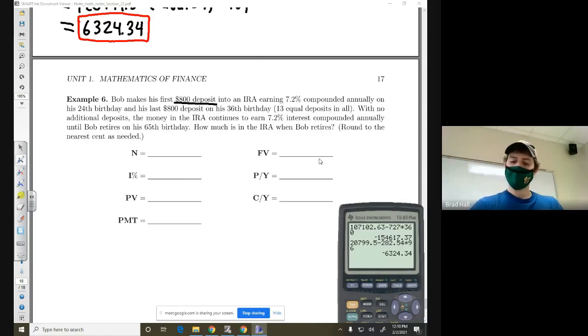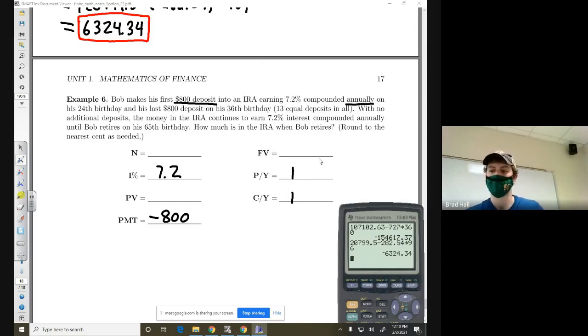$800 deposits tells us PMT. That's what he's depositing. 7.2% is the interest rate. P over Y and C over Y are both 1, because it's compounded annually. It doesn't make any mention of monthly. Because of that, there are 13 equal deposits.